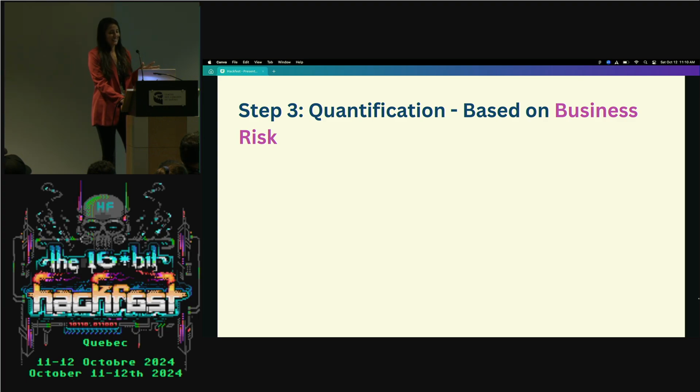Next step is quantification. Now that you have your vulnerabilities, the question becomes, which ones do you fix first? This is where quantification of risk comes into place, and this is a critical step for efficient remediation. I want to emphasize efficient because, oh no.